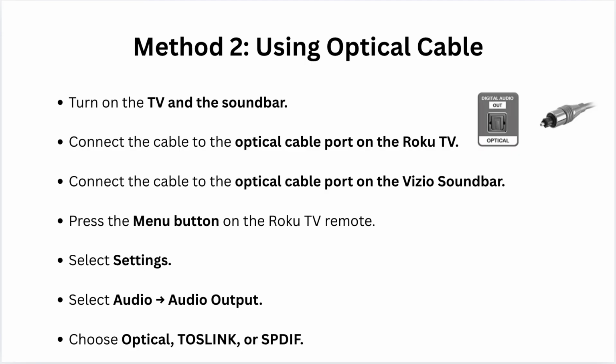Press the menu button on the Roku TV remote, select Settings, select Audio and Audio output, then choose Optical, TOSLINK or SPDIF.